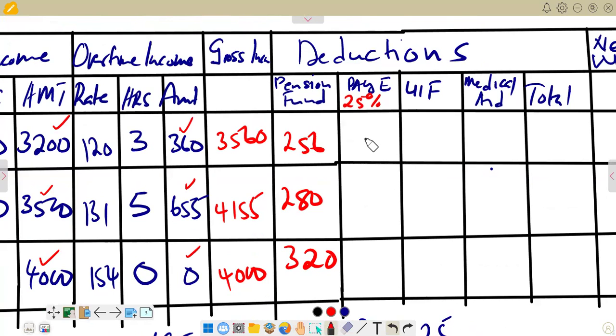The first one we got 826. The second one we got 969. And the third one we got 920. So this is what we then go to UIF. We are going back again to see what they are saying about our UIF. Then we just calculate.